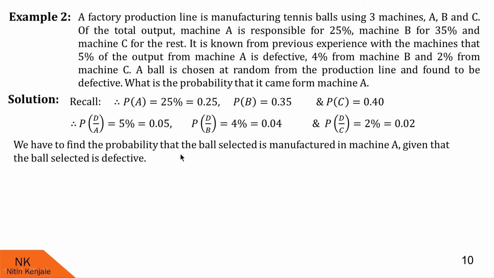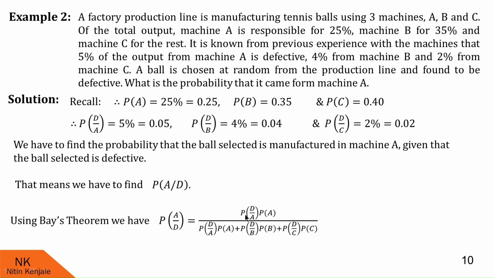As we have to find the probability that the ball selected is manufactured in machine A, given that the ball selected is defective, it means that we have to find probability of A by D. According to Bayes' theorem, A by D's probability can be given by probability of D by A into probability of A upon probability of D by A into probability of A plus probability of D by B into probability of B plus probability of D by C into probability of C. Substituting all these values, we get probability of A by D as 0.362.